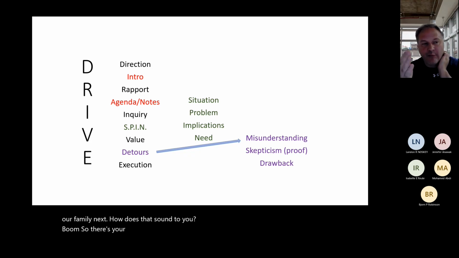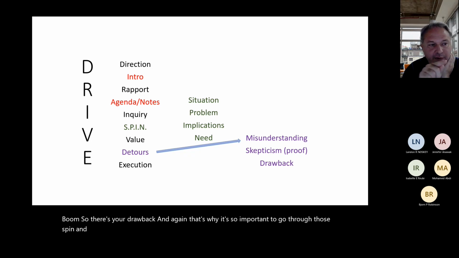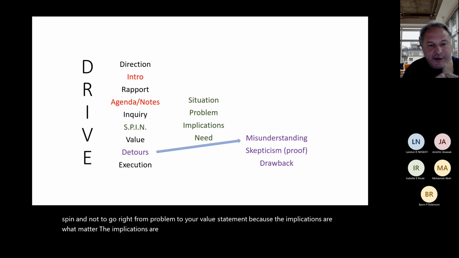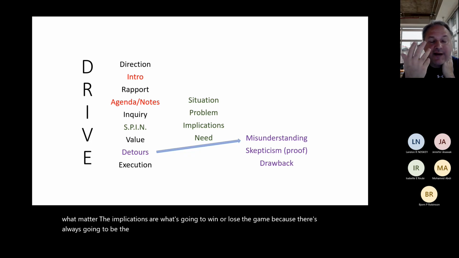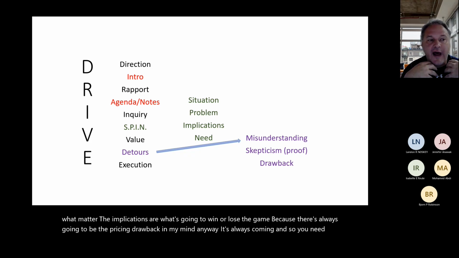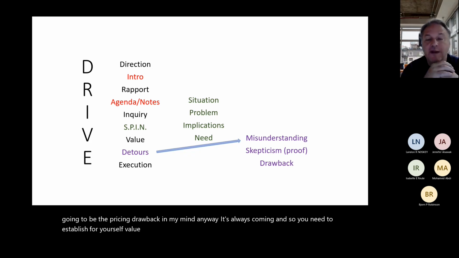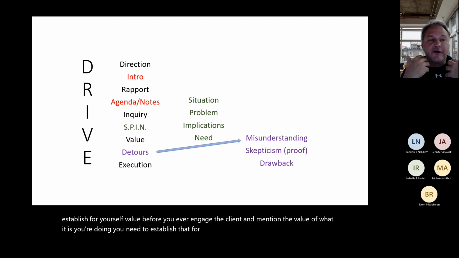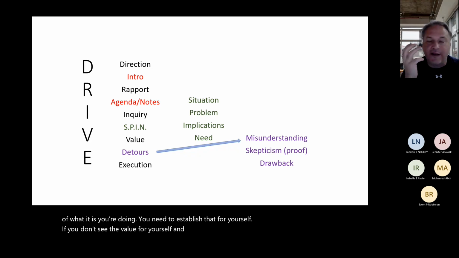And again, that's why it's so important to go through those SPIN questions and not go right from problem to your value statement, because the implications are what matter. The implications are what's going to win or lose the game, because there's always going to be the pricing drawback, in my mind anyway. It's always coming. And so you need to establish value for yourself before you ever engage the client and mention the value of what it is you're doing. If you don't see the value for yourself in what you're about to say, don't say it.